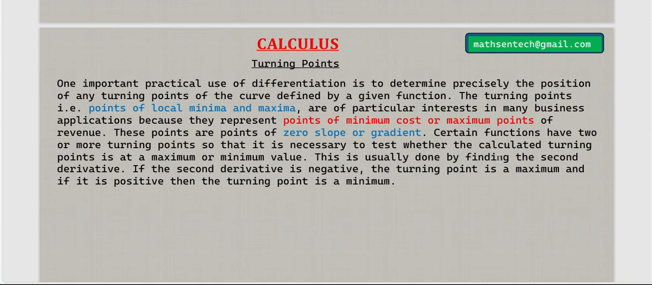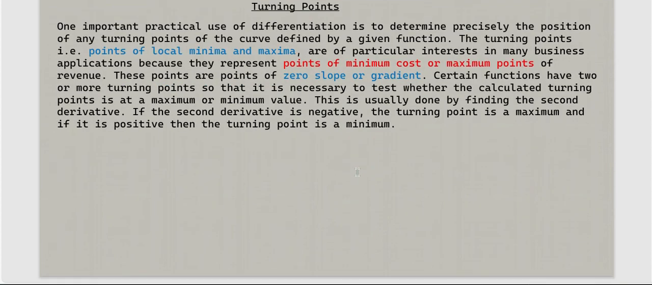This is usually done by finding the second derivative. If the second derivative is negative, the turning point is a maximum. Very important. And if it is positive, the turning point is a minimum. Very important for you to find out. So what are we saying when we are talking about turning points?